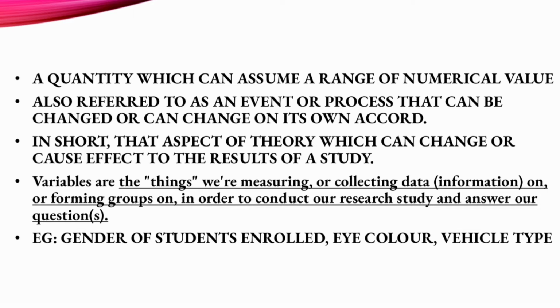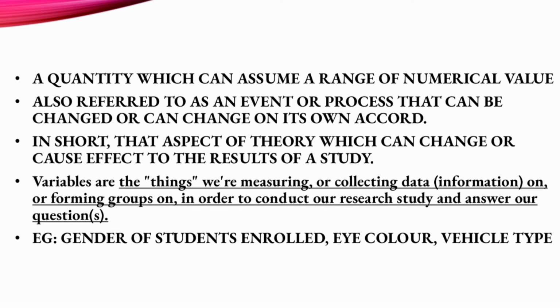So basically, we have already studied what a variable is. In very simple terms, we can say it is something or a quantity which takes various numerical values. Other examples are the gender of students enrolled, eye color, vehicle types, etc.